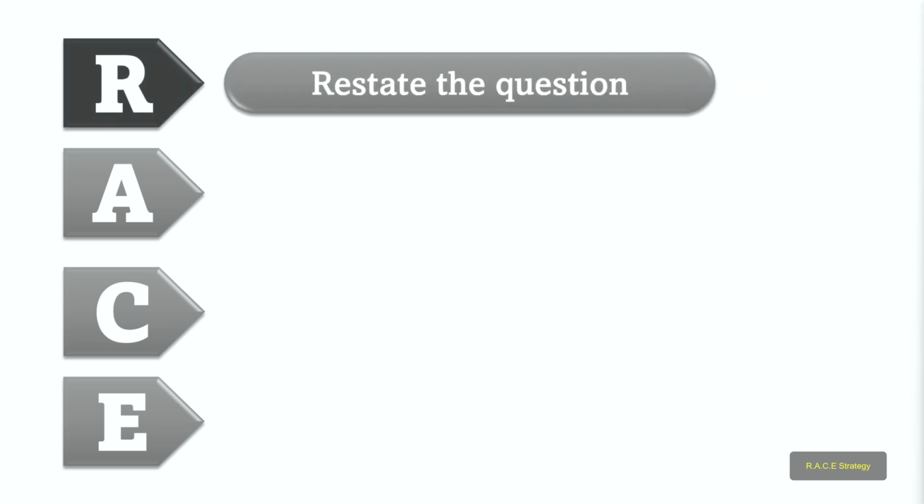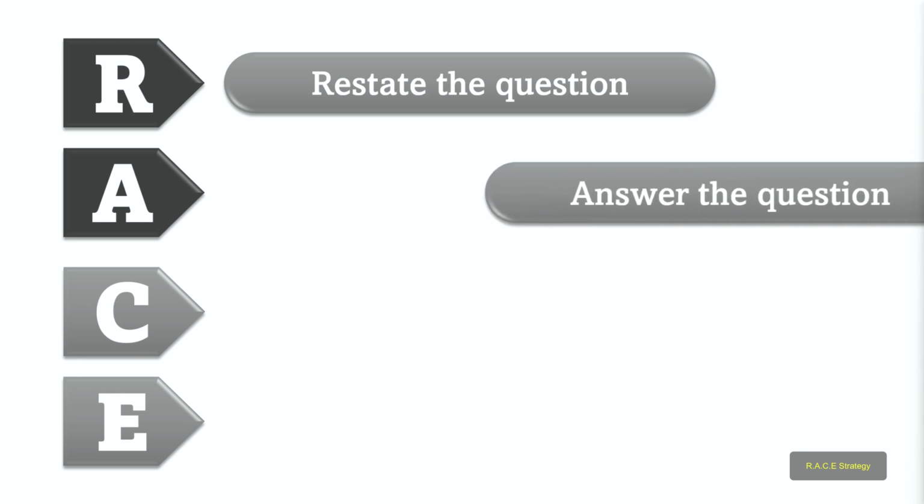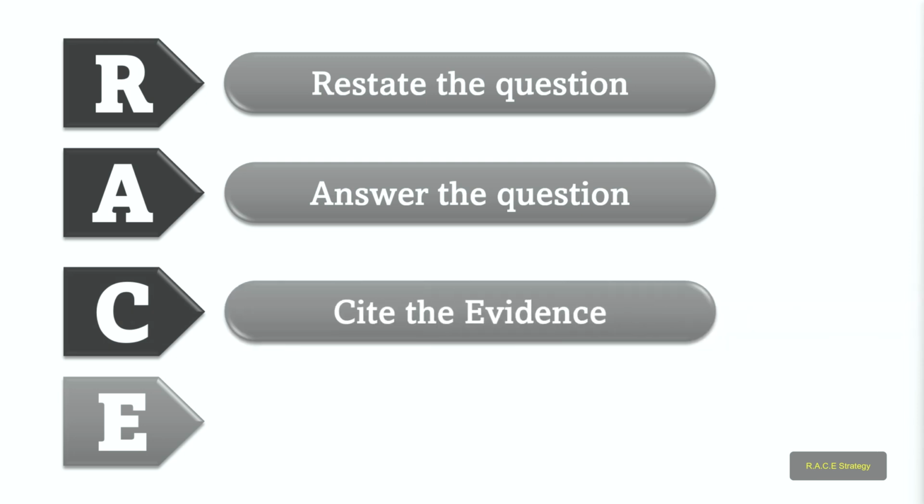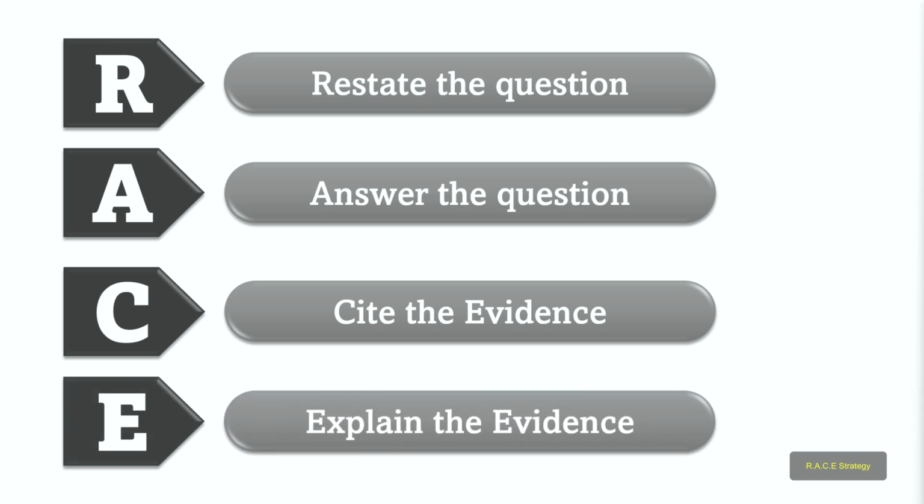Restate the question. That's what the letter R represents. The letter A stands for answer the question. The letter C means cite the evidence. And the letter E means explain the evidence. Now, let me explain what each letter requires me to do.